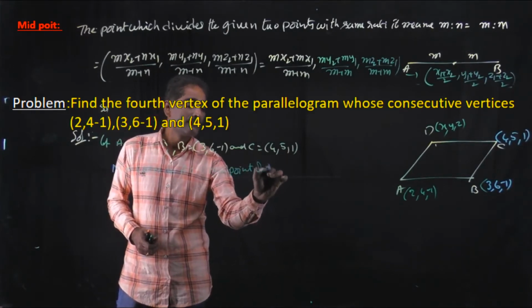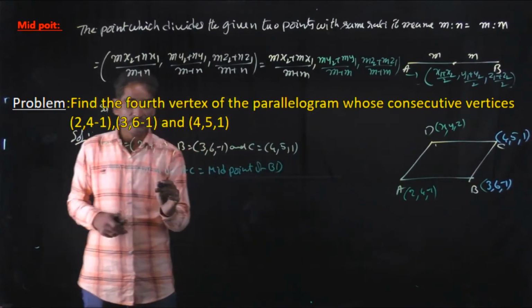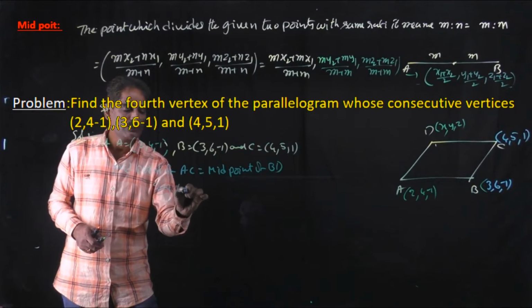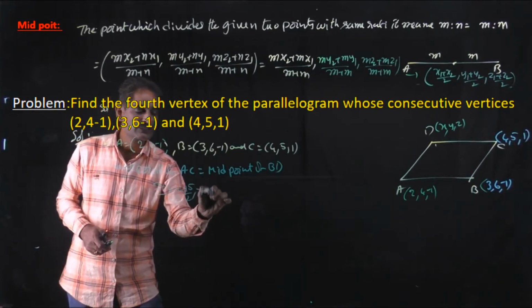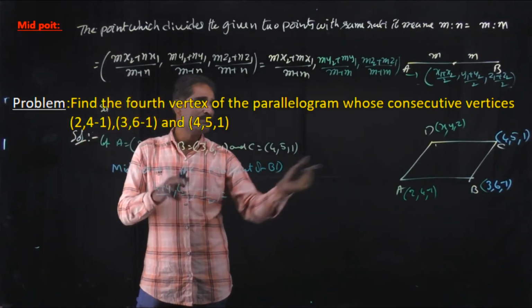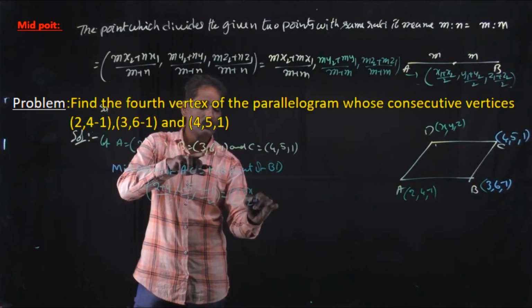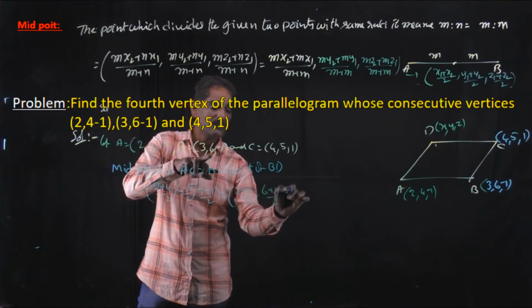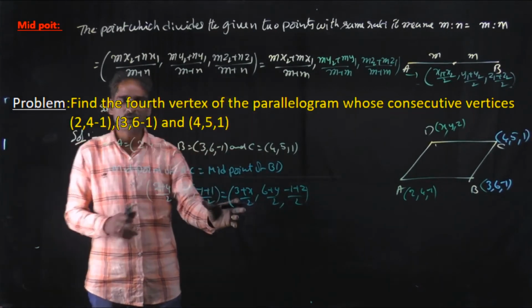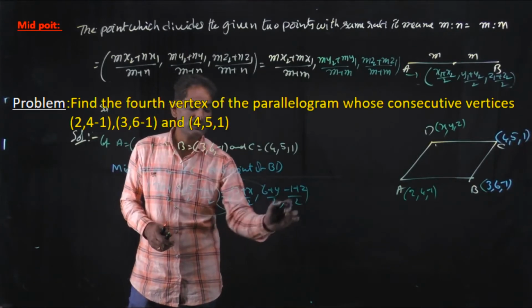midpoint of BD. Therefore, midpoint of AC, x1 plus x2 by 2, that means 2 plus 4 by 2, 4 plus 5 by 2 and minus 1 plus 1 by 2. These are the coordinates of midpoint of AC. Now midpoint of BD, D is x, y, z. Therefore, 3 plus x by 2, 6 plus y by 2, minus 1 plus z by 2. Just equate the corresponding coordinates. With the help of these two, you can find out x, with these two, y, and with these two, z.